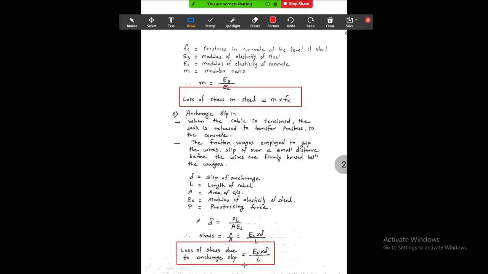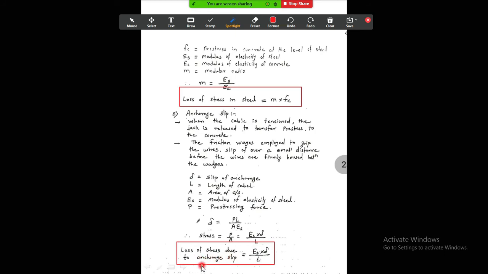So loss of stress due to anchorage is ES delta divided by L. It comes from the basic formula: delta is equal to PL upon A. We know that P by A means stress, so we need to calculate the stress. If we keep P by A as it is and send ES over here, it becomes ES into delta is equal to PL upon A. Then we send L to the left hand side, and the formula becomes P by A is equal to ES delta upon L.